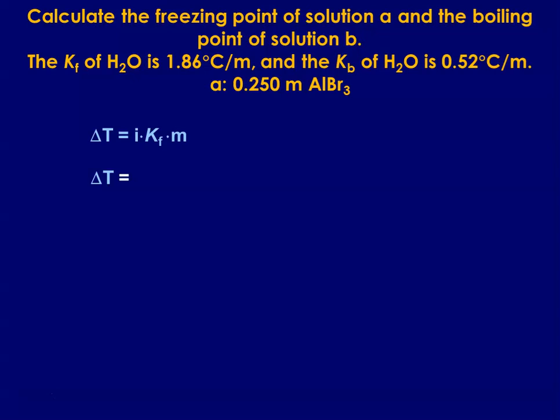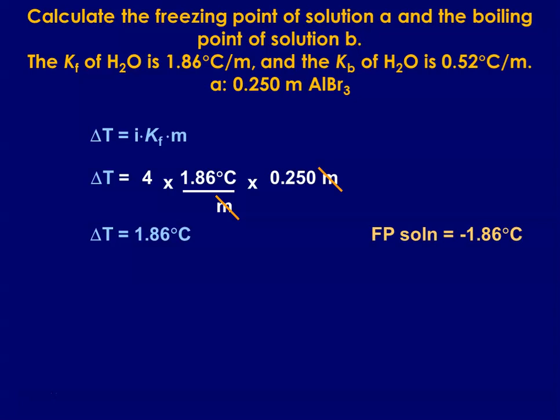You were given the Kf value, that it changes 1.86 degrees Celsius per molal. This is specific for water. Every solvent has a unique Kf, and you were given the molality, 0.250. So if I substitute in those quantities, I should be able to calculate what the temperature change is for this solution, and it was 1.86. Now keep in mind this temperature change is the difference between the pure solvent and the solution, and so the pure solvent would have a freezing point of 0. And because freezing point drops, that means that the new temperature would be negative 1.86 degrees Celsius.